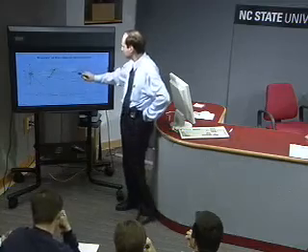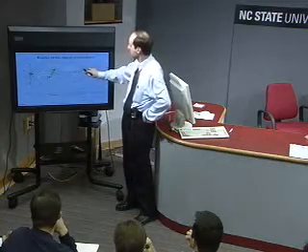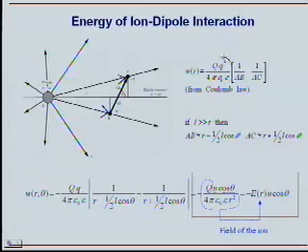So then I can use Coulomb's law. This is the permanent part of Coulomb's law, the charge of the ion times the charge of one side of the molecule, over the distance between the ion and this part and the distance between the ion and that part. And we have to subtract them because they work in different directions.